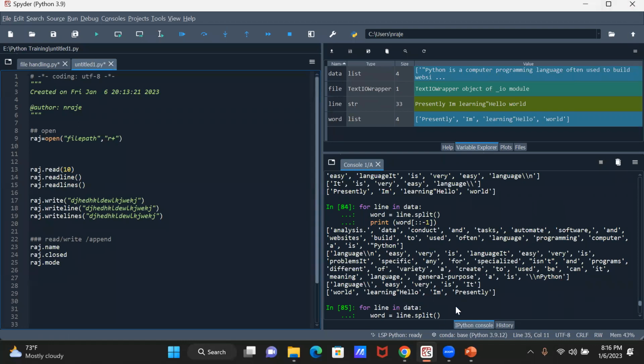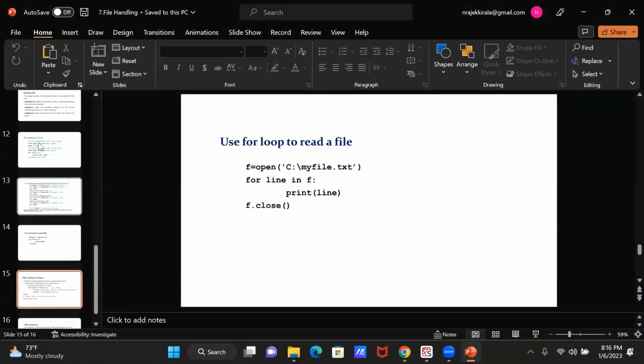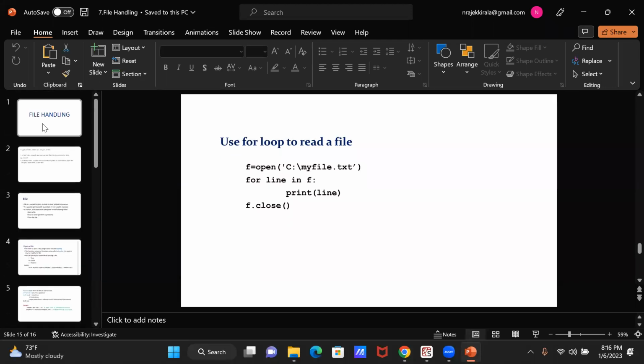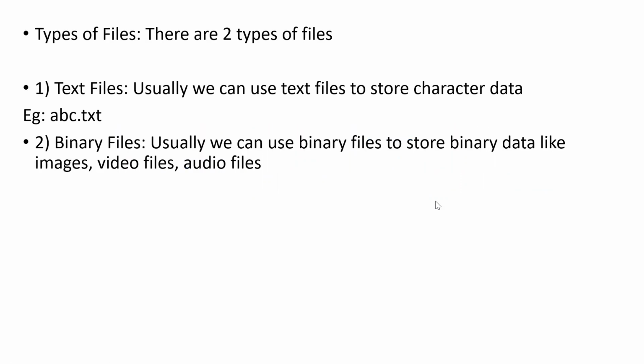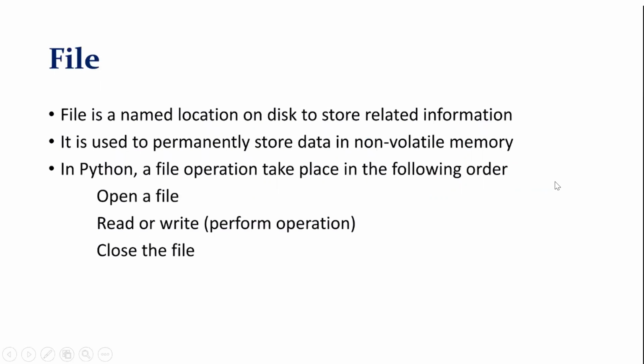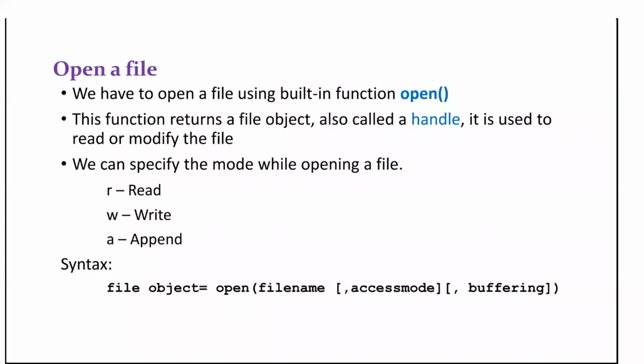Let me open the slide also. Are you able to see the slides? Can you confirm? Let's just recap everything. Then we'll close. Just give me confirmation. You are able to see the screen of file handling. Okay. File handling and types of files. What do you mean by file? Open, read and write, close the file. How can we open? After opening, what is the mode we need to select?